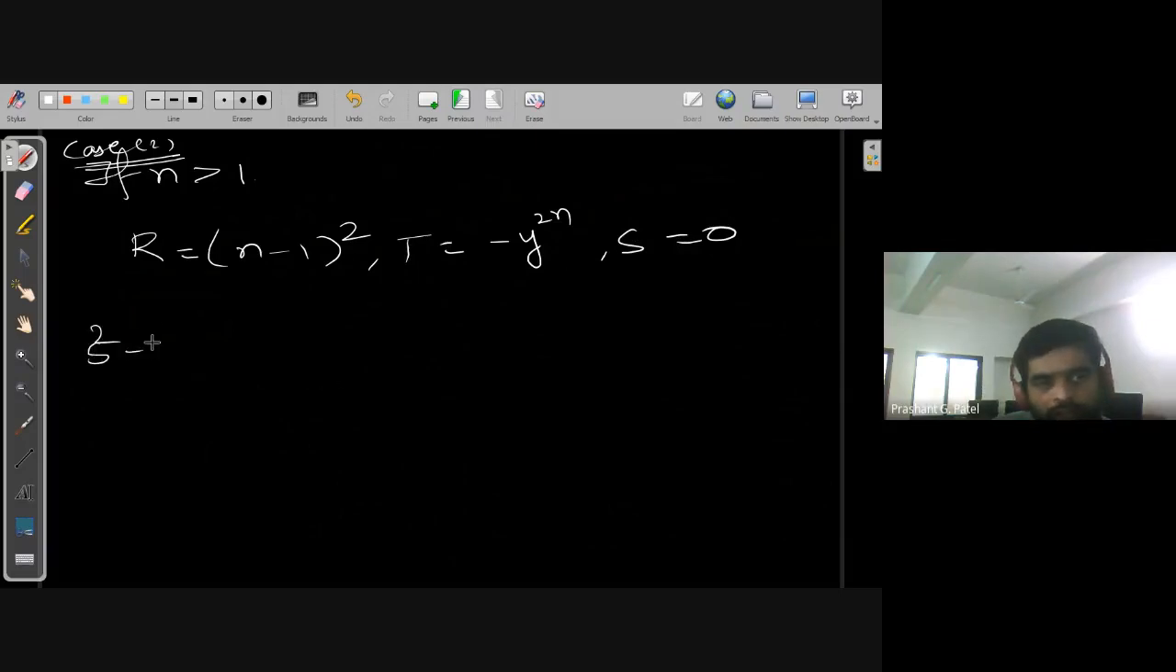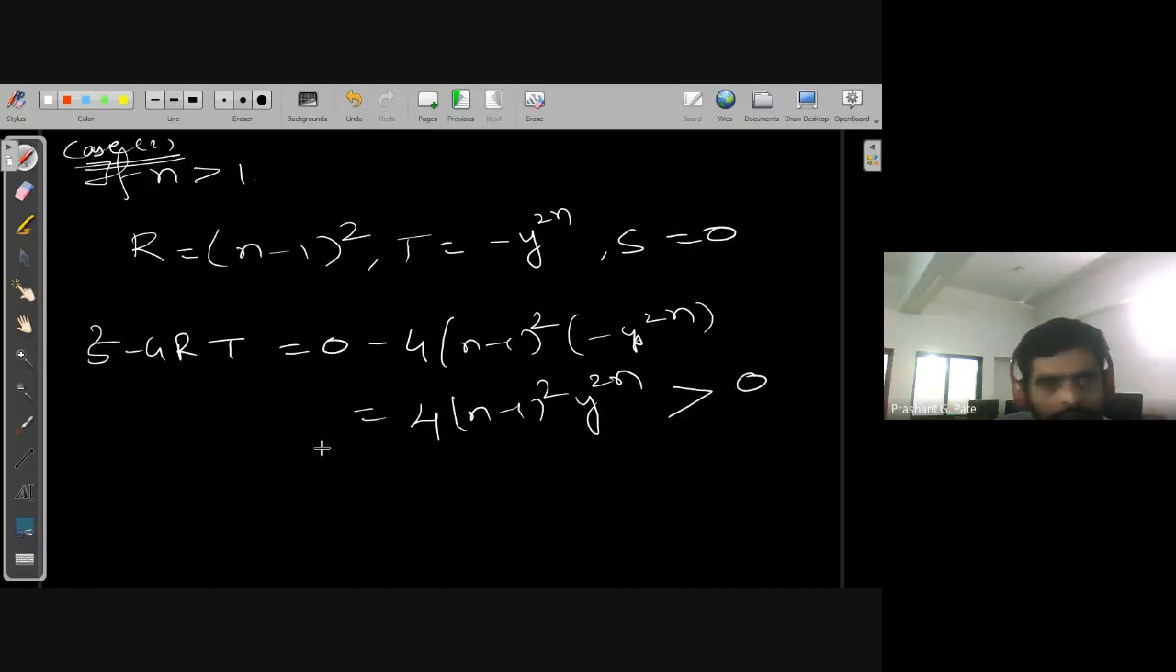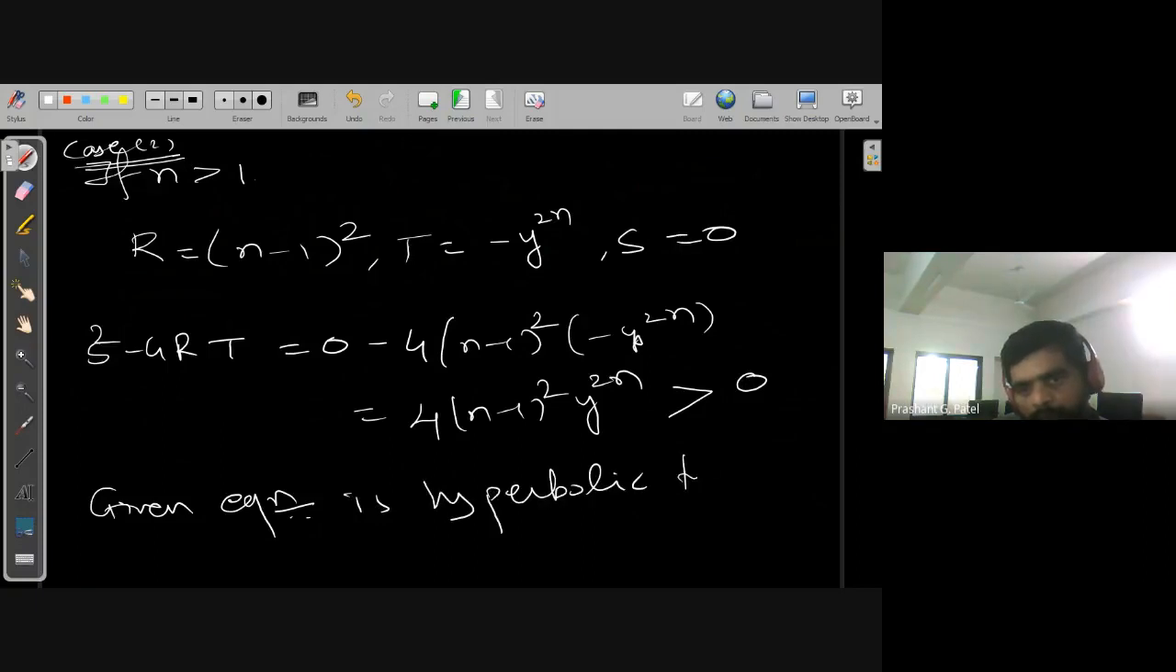So if you check, s² - 4rt is 0 - 4 times r, which is (n-1)², times -y^(2n). So it is minus minus plus, 4(n-1)² y^(2n), which is always positive. Since it is positive, the given equation is hyperbolic type.